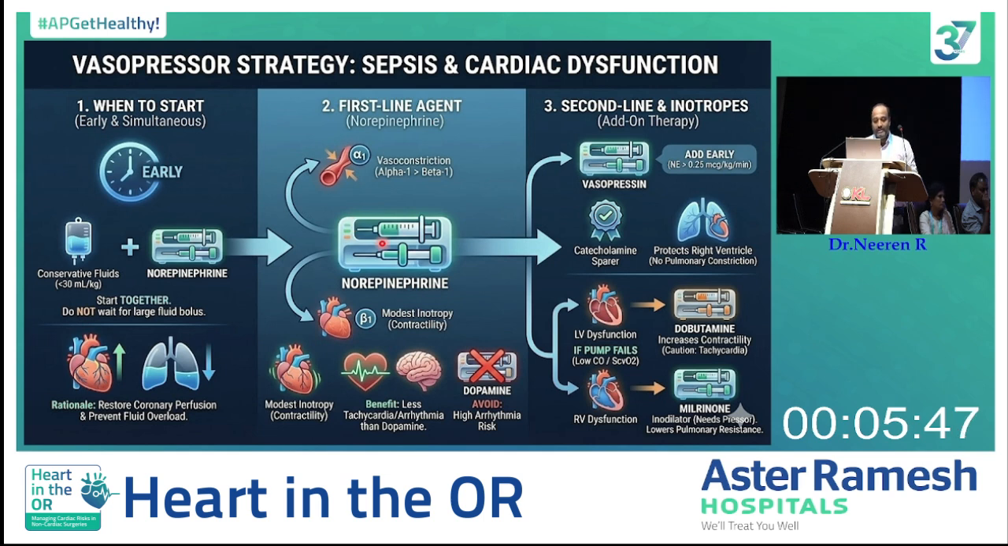Norepinephrine should always be the first line, for various reasons. The second line drug, that is where the key is, vasopressin is what is recommended, but you can individualize. For severe LV dysfunction, you can use dobutamine. For RV dysfunction, whenever you have it, milrinone is a very good drug that can improve your pulmonary resistance.